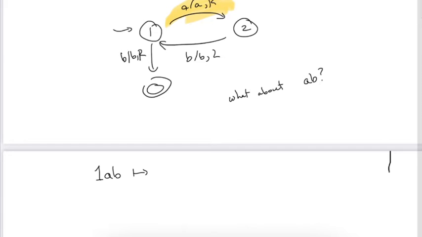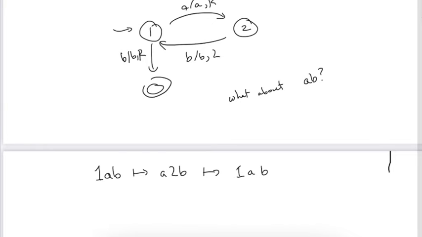So my next thing should look like that, right? Keep the A like it is, move to the right, and switch to state 2. Now in state 2, I read a B, which means I keep the B like it is, move to the left, and change to state 1. So what that does is this, 1AB, right?